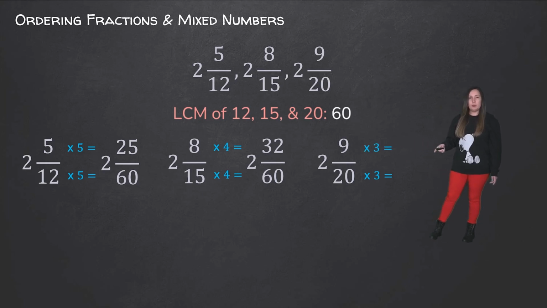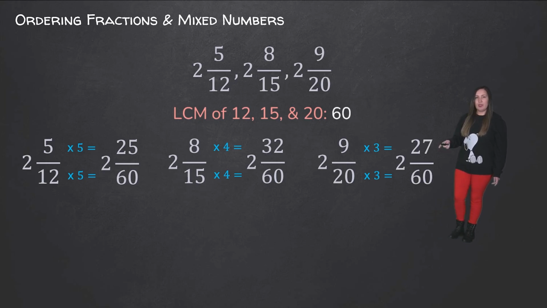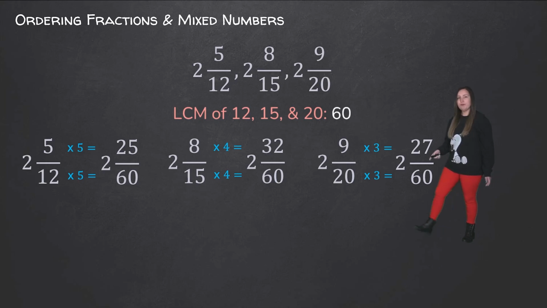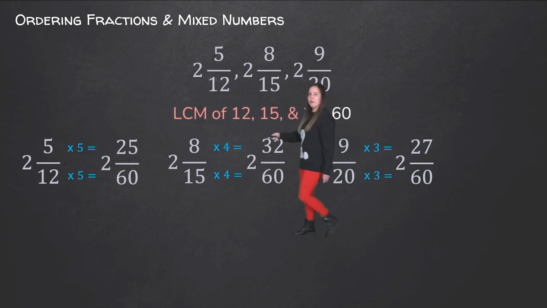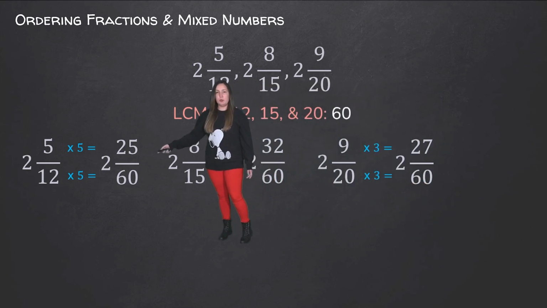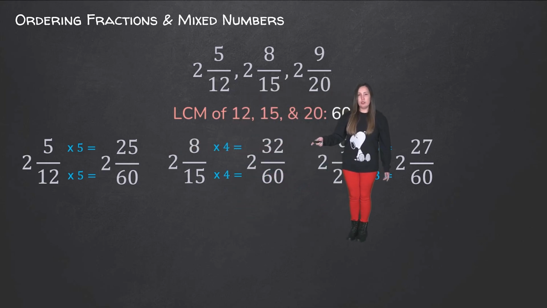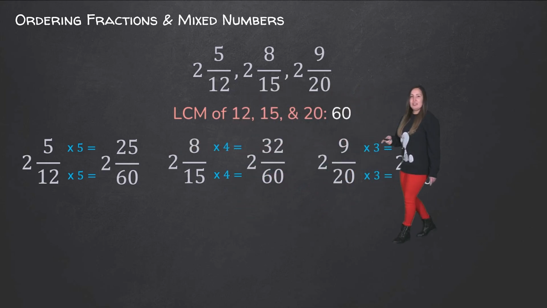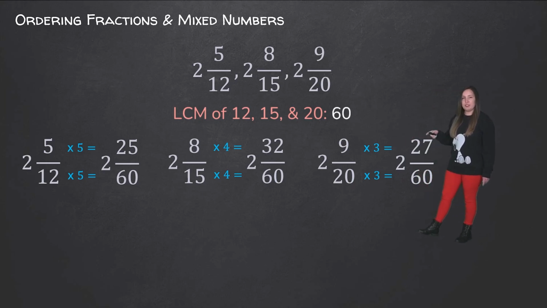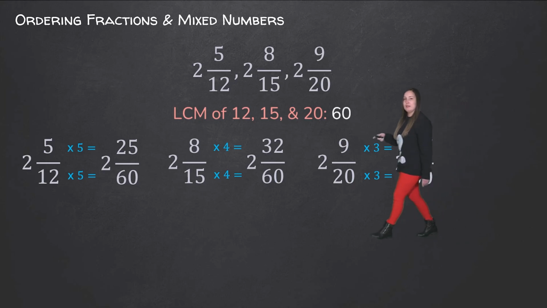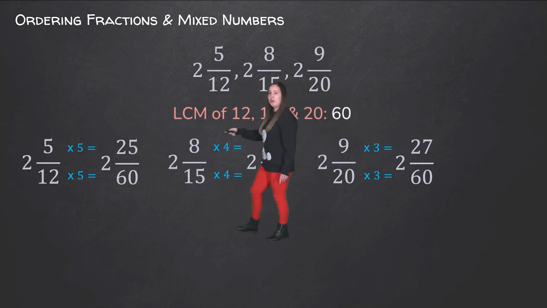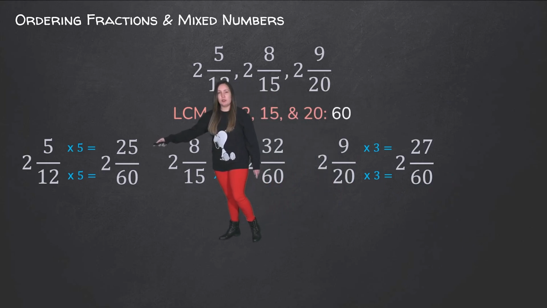So the whole number stays the same, which is 2. But then 9 times 3 for our numerator is 27. And 20 times 3 is 60. So we now have 2 and 25 over 60, 2 and 32 over 60, and 2 and 27 over 60. And that means that 2 and 25 over 60 is the smallest one.